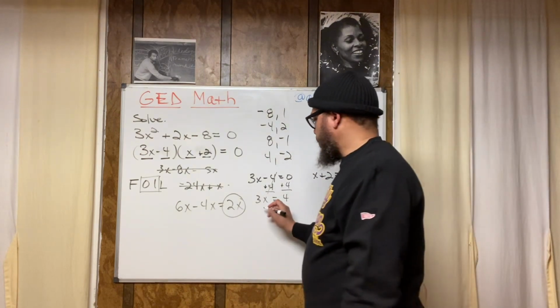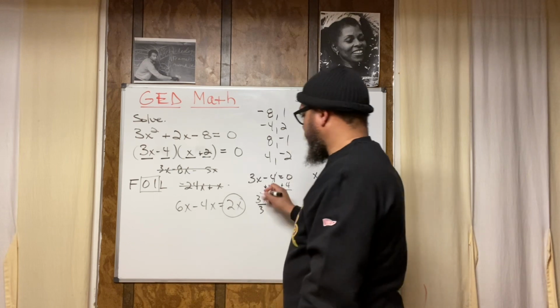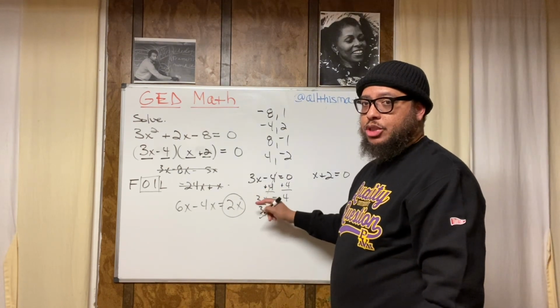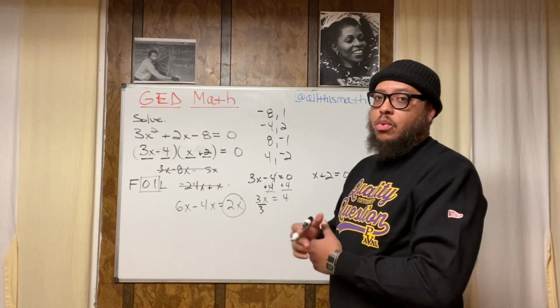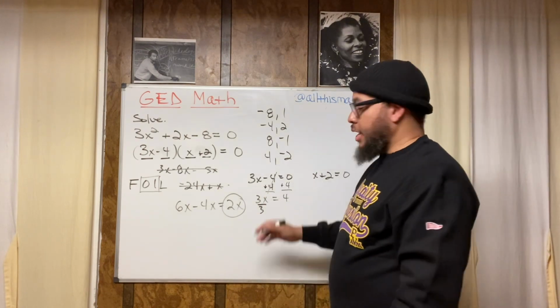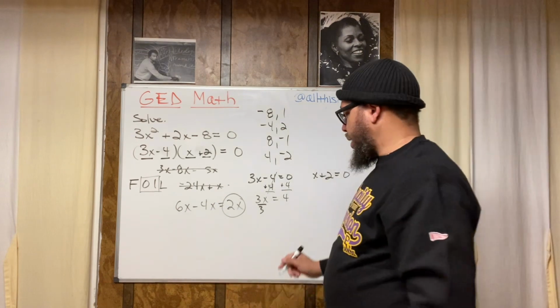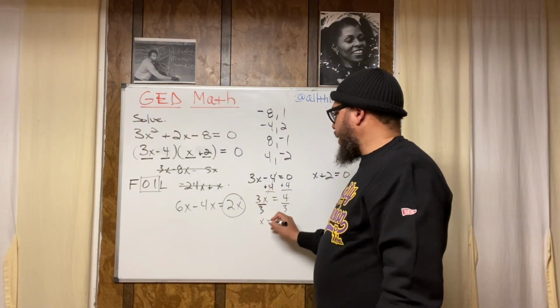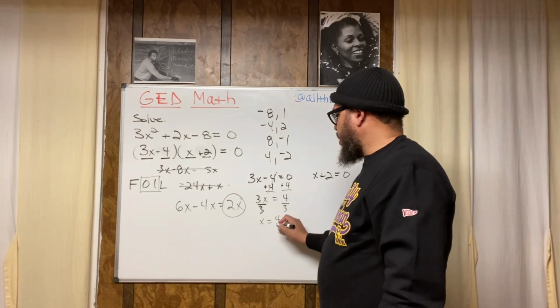So what's the opposite of multiplication? Division. So we're going to divide this by 3 to get rid of this 3, because 3 divided by 3 is 1. So that becomes 1x. 1x is just x. But again, balance, ancient Kemet, Maat, all that. We have to divide by 3 on the right side also. So we get x equals 4/3.